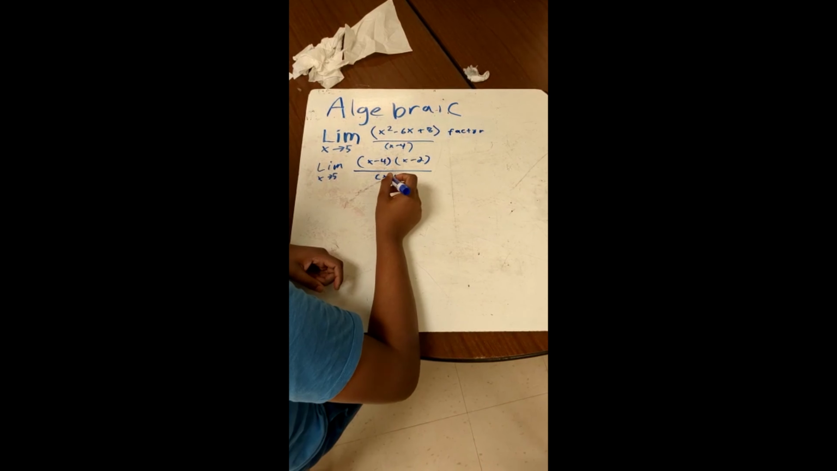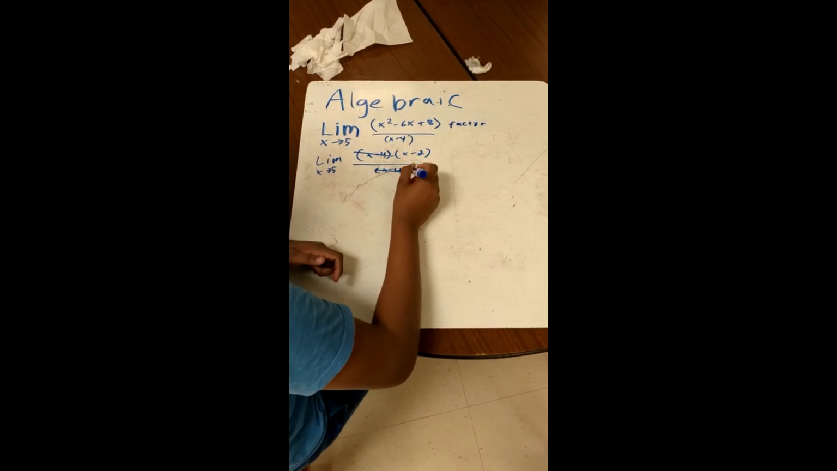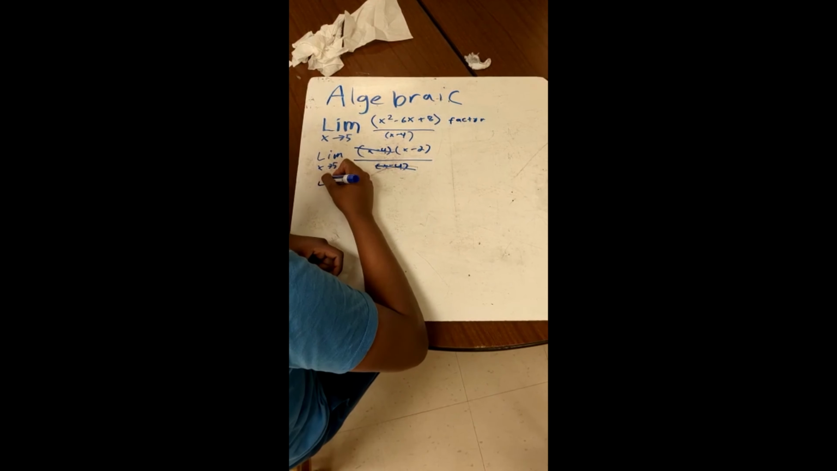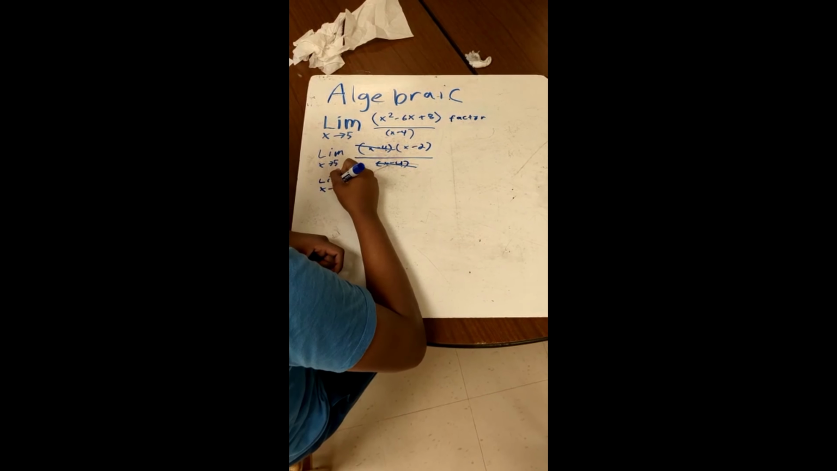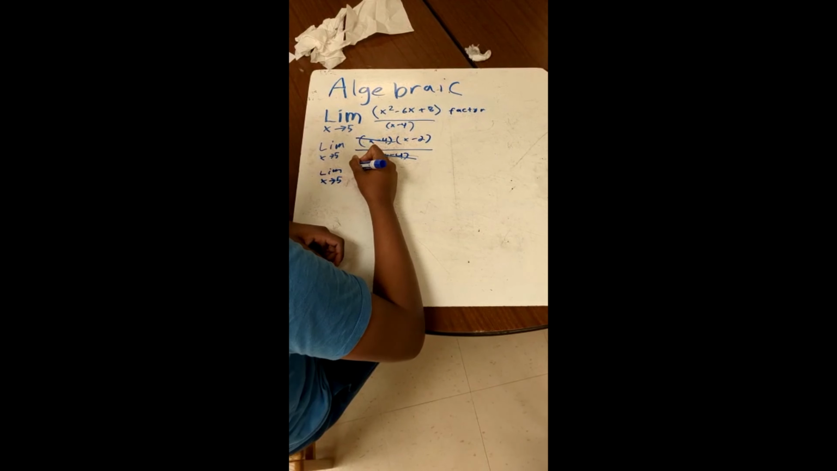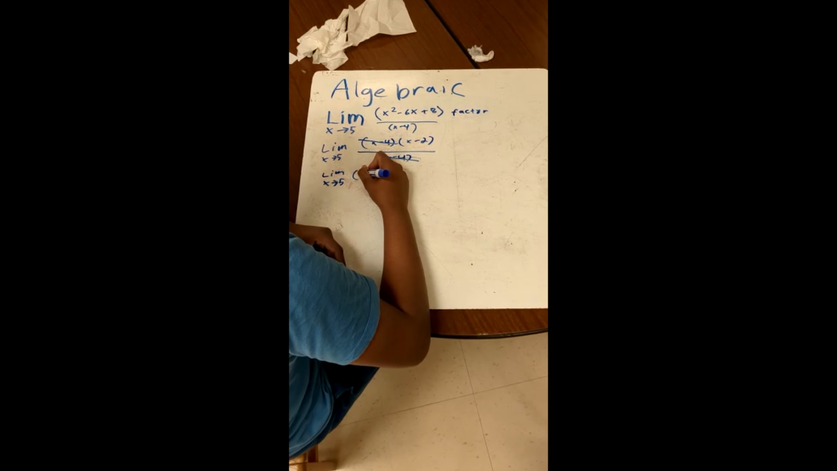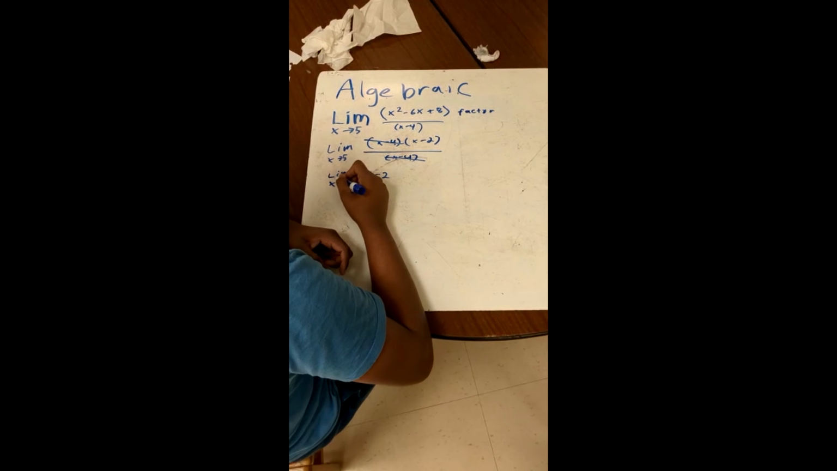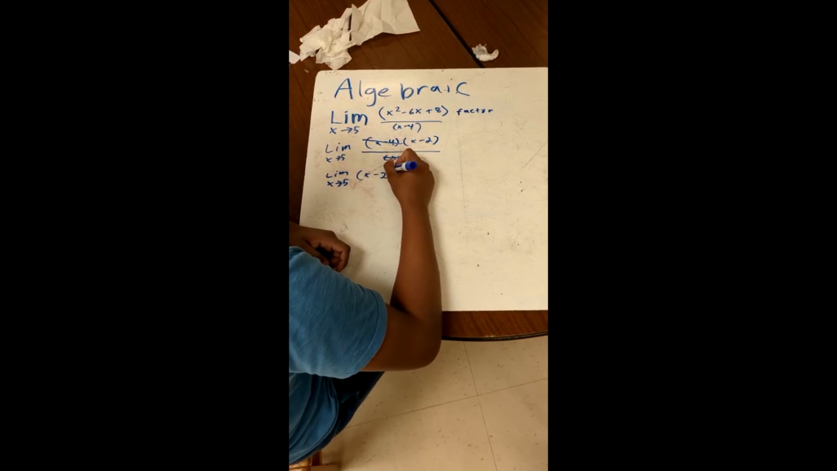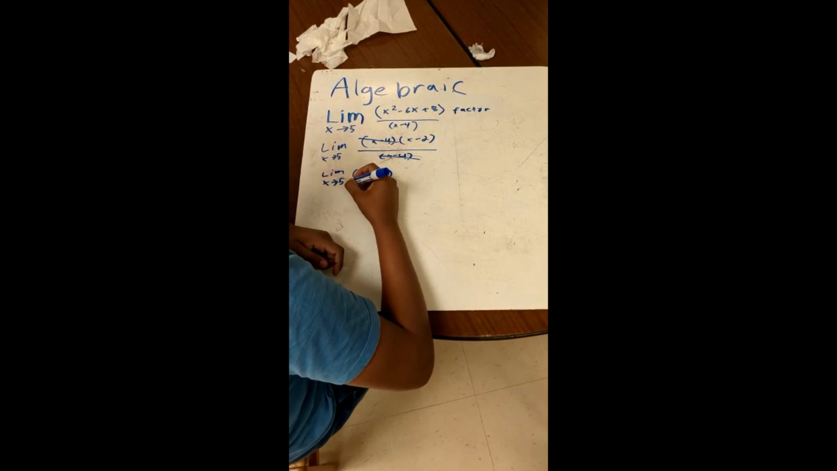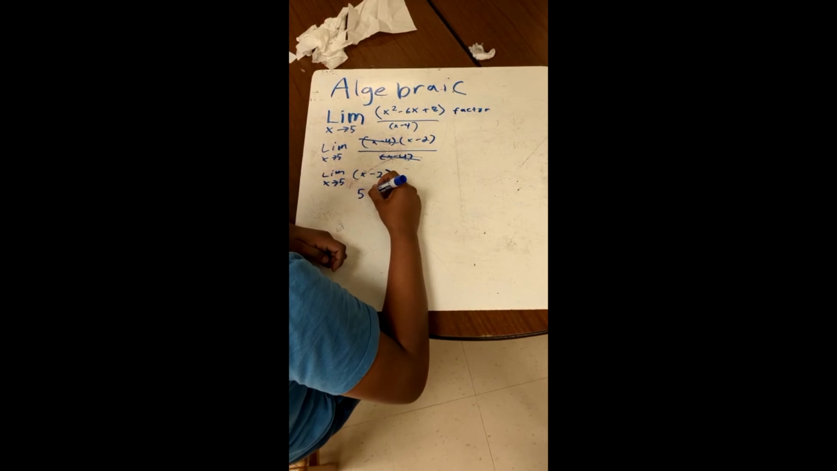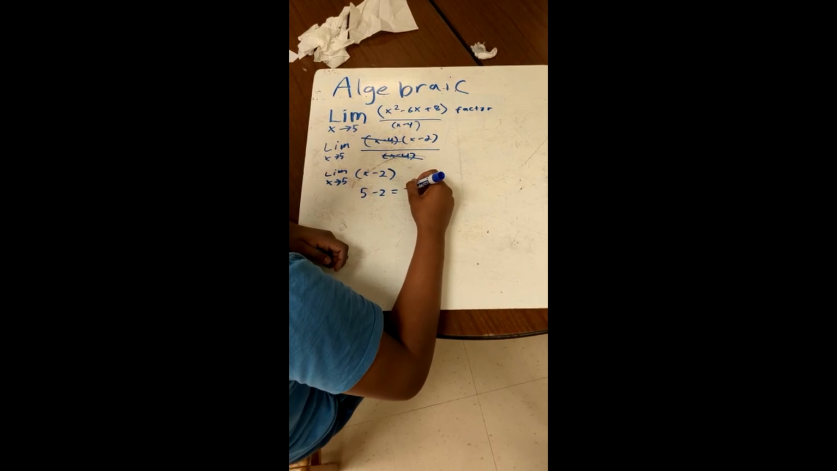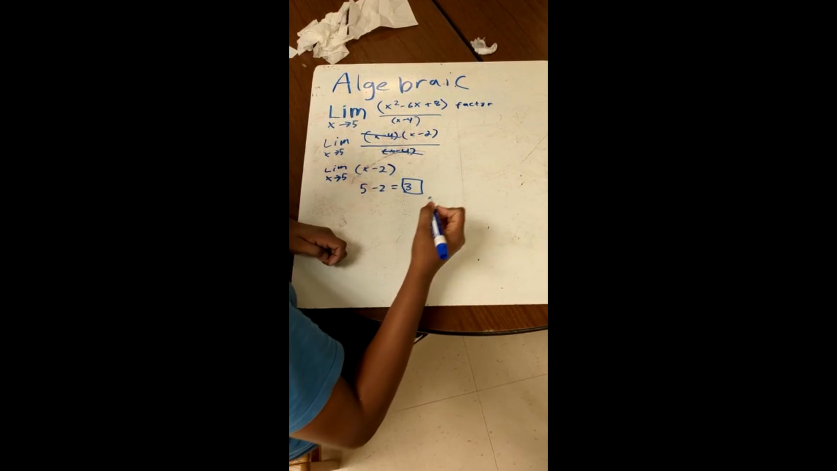And then, as you can see, these would cancel out, so that would leave us with the limit as x goes to 5 of x minus 2. Then we just plug that in, so 5 minus 2 would equal 3, and that's how we solve it algebraically.